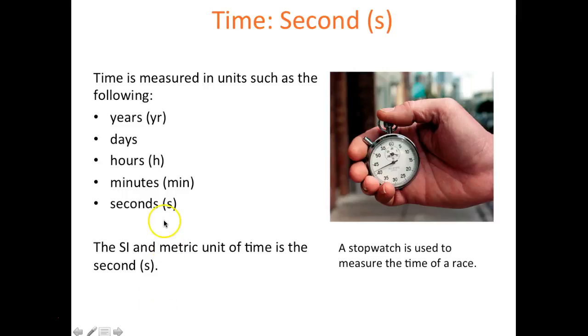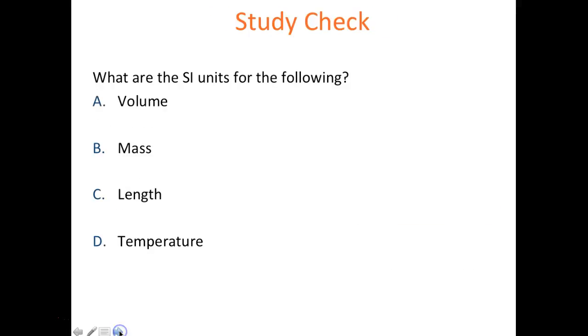Time measurements: in metric and SI, the second is the basic unit, and then you have, of course, minutes, hours, days, years, and so on. So what is the SI unit for the following? Volume in SI, as I explained, is a larger unit, the kiloliter or the meter cubed. Mass is, again, kilograms for SI. Length is the meter for both, and temperature is Kelvin for SI.